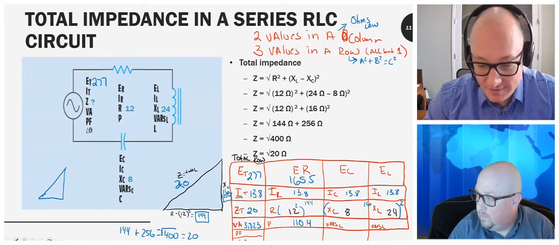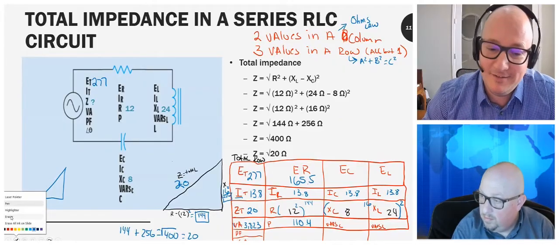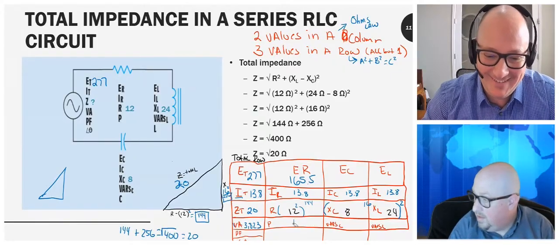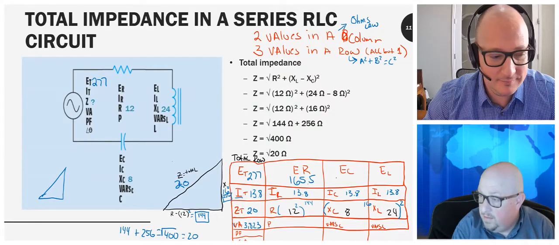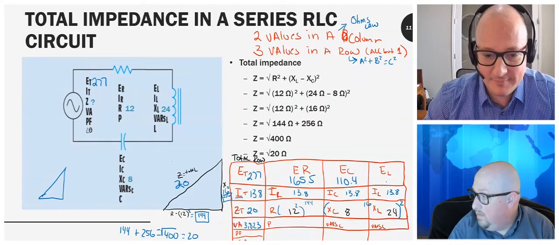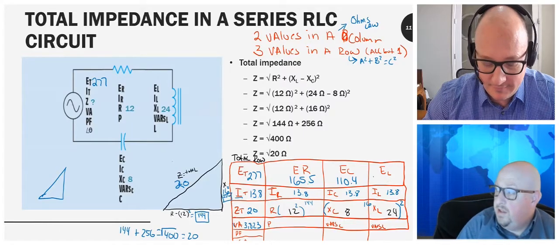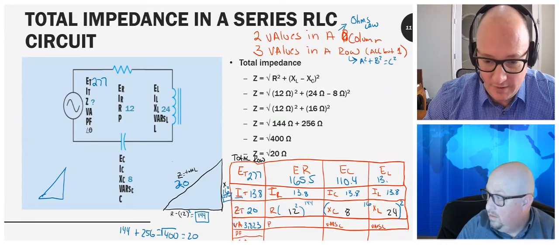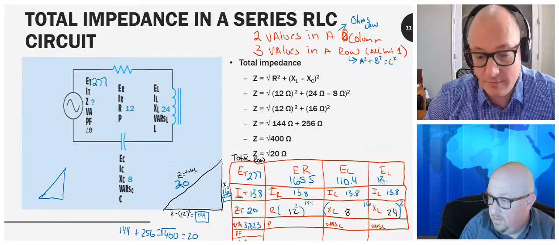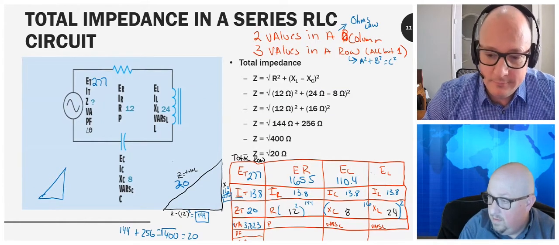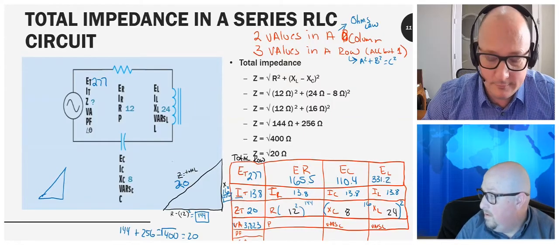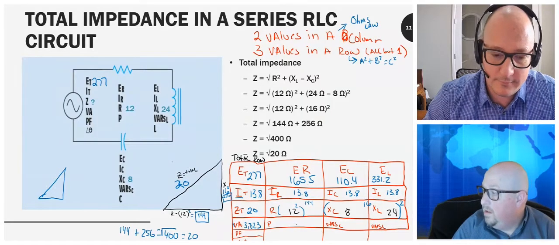Not the power, sorry, I was just solving all the volts. So 110.4 volts across the capacitor. And my voltage across the inductor is 13.8 times 24, which is 331.2. Perfect.